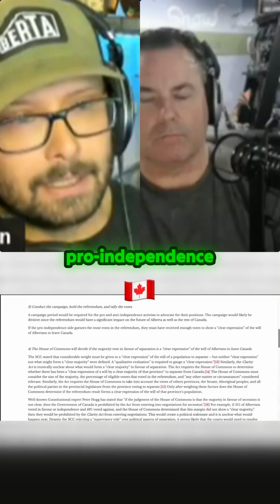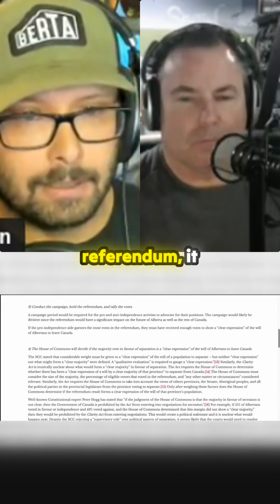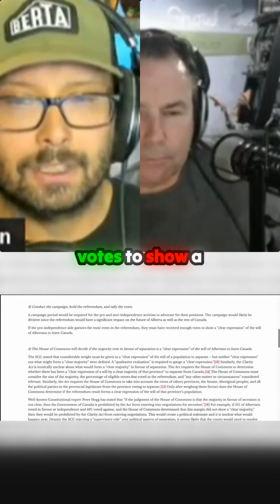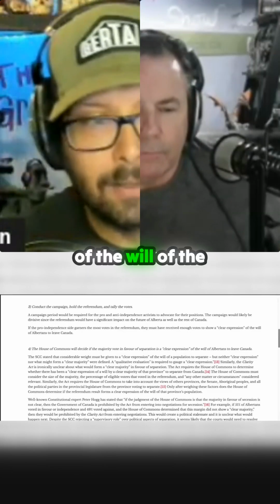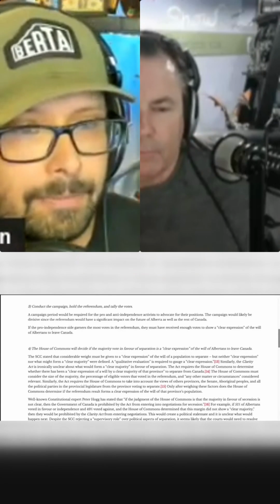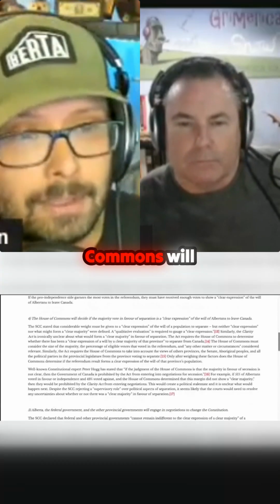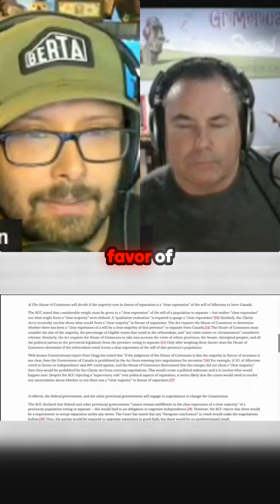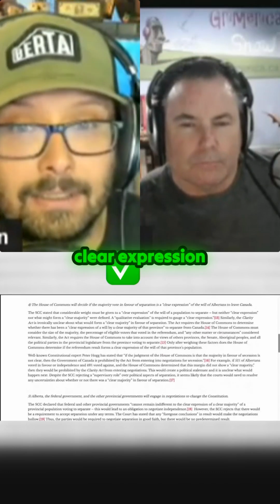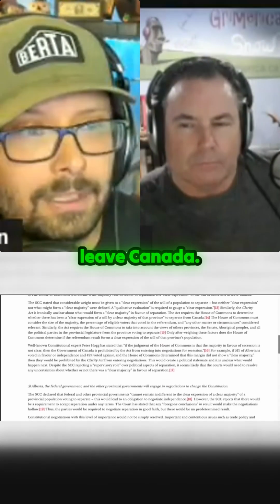If the pro-independence side garners the most votes in the referendum, they must have received enough votes to show a clear expression of the will of the Albertans to leave Canada. The House of Commons will decide if the majority vote in favor of separation is a clear expression of the will of Albertans to leave Canada.